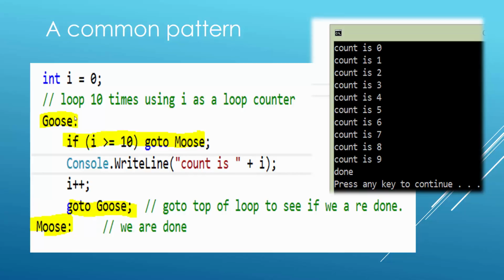Goose comes back up here, checks to see if I is greater than or equal to 10. If that's the case, we then leave the loop. But if it's not the case, we go to the next line, console.writeLine count is, add 1 to I, automatically go back up to goose. Goose will then repeat asking the question, should we stay in the loop or leave the loop? On this side, you see count will go from 0 to 9, and then we'll print out done.